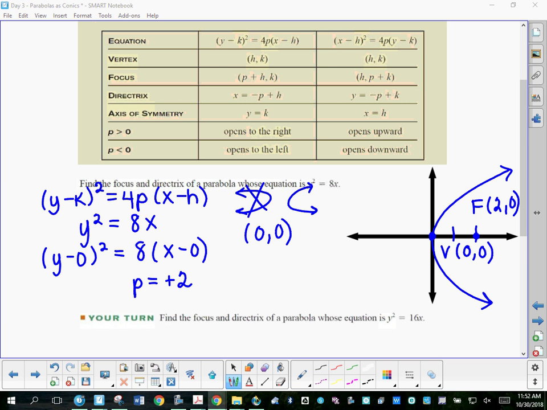How many units? No, from the vertex to your focus, that was your p-value. How many squares over did you go? 2. So now you've got to go back and sketch the line there. It's going to be a vertical line, meaning it goes up and down.